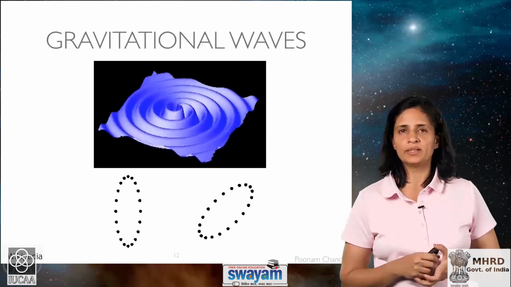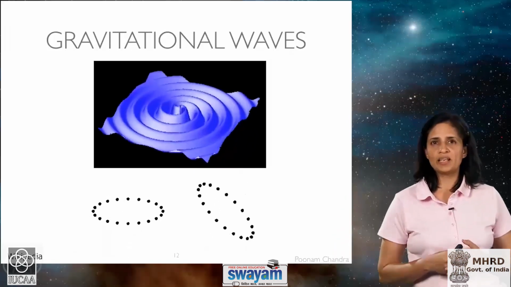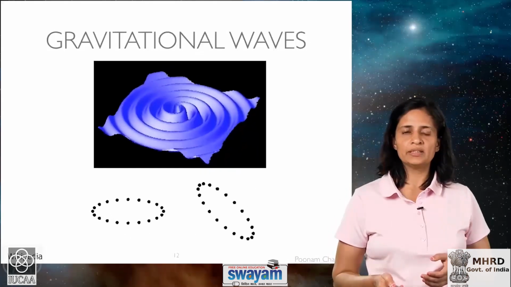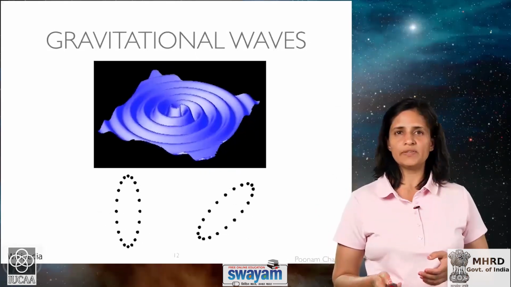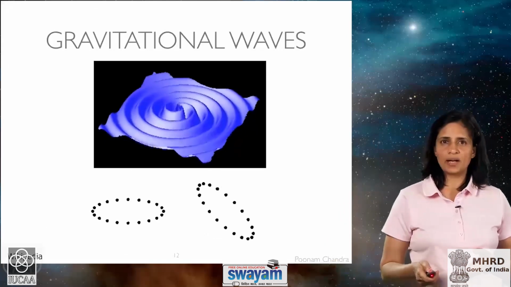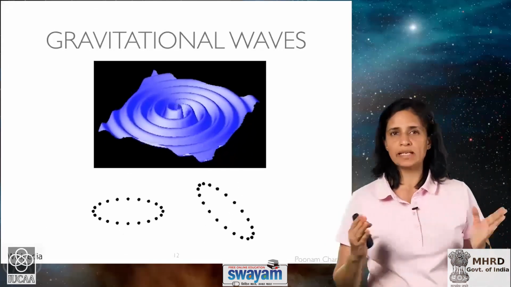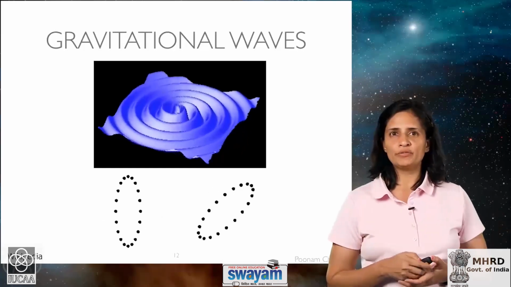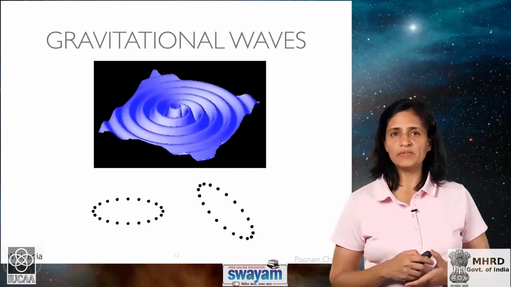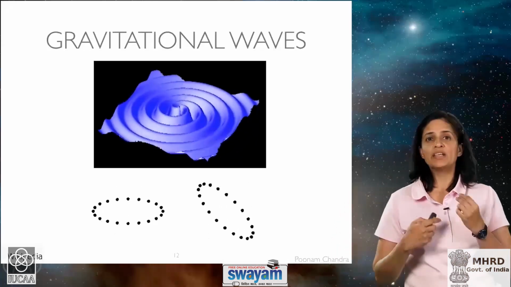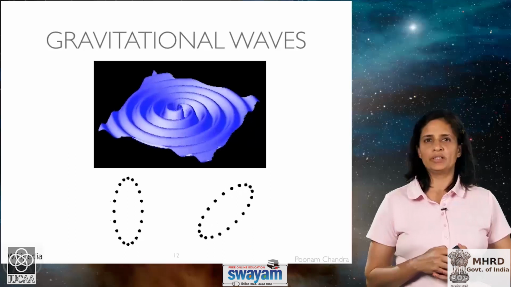Consider the top cartoon diagram as space-time, and space-time is deforming. And below these are the polarizations of gravitational waves, and if you see these particles, the way they are being squished and stretched, this is happening because of the movement of gravitational waves. And this is what we try to discover on Earth.